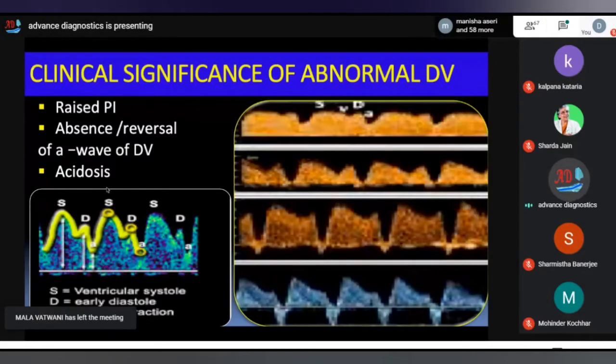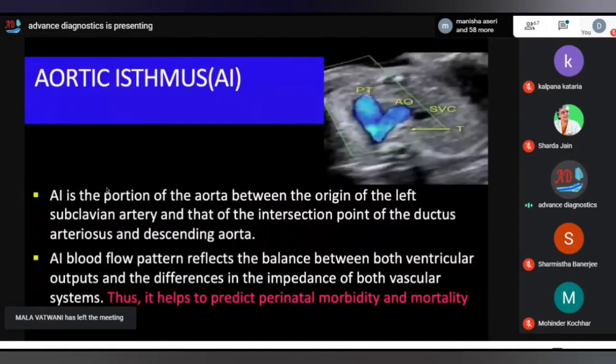Aortic isthmus is not much used, but is thought to show the changes of the ductus venosus much earlier, because aortic isthmus is actually representative of both the right and the left ventricular outflow. So the right shows the placental side, and the left is the fetal side. So any changes on either the placental side or the fetal side are shown in the aortic isthmus, and it helps to predict the perinatal morbidity and mortality.